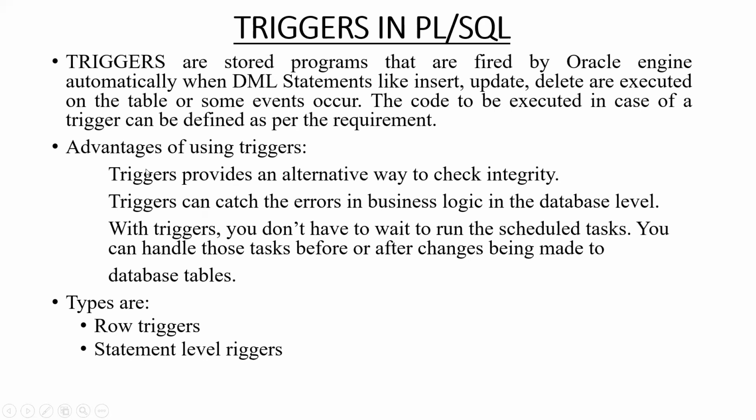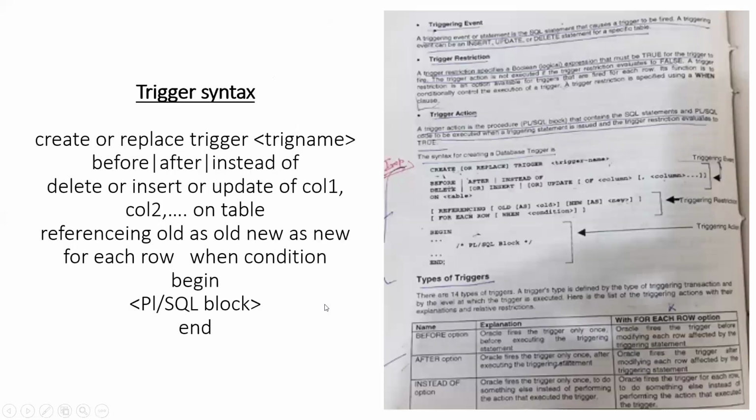Now there are several advantages of using triggers. They provide an alternative way to check integrity. They can also catch errors in business logic at the database level. With triggers, you don't have to wait to run the scheduled tasks. You can handle those tasks before or after changes are made to the database tables. Basically two types of triggers are there, row triggers and statement level triggers. I'll explain these in today's session.